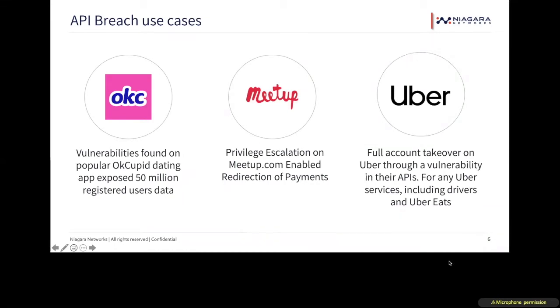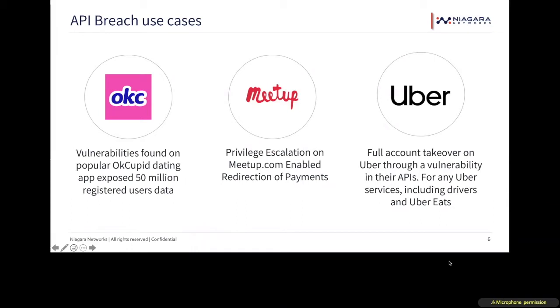You probably know OkCupid, this very famous dating app. Last month it was exposed that 50 million users' data was reachable through an API. You could see private data of people, you could change data, you could download data, just because one of those APIs was open and helped hackers get access to whatever profiles they wanted. So this was one example.